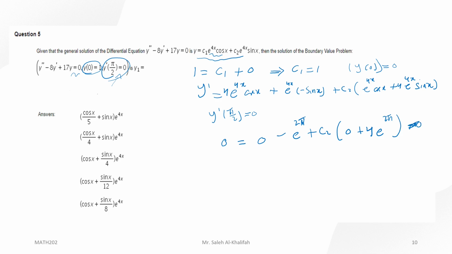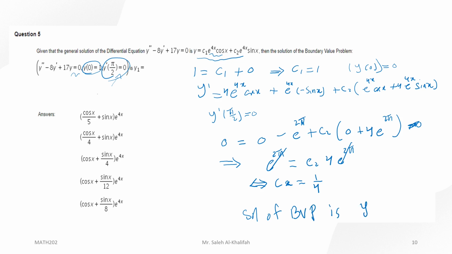Okay, ما يحتاج هذي. This implies that what? E to the 2 pi equals c2 ضرب 4 e to the 2 pi. Cancel هذا مع هذا, إذن c2 will be what? 1 over 4. So the solution of this boundary value problem is y equals, now we'll see c1 is 1, c2 is 1 over 4, so it will be e to the 4x times cosine of x plus sine of x over 4. So the answer is C. A very easy question.